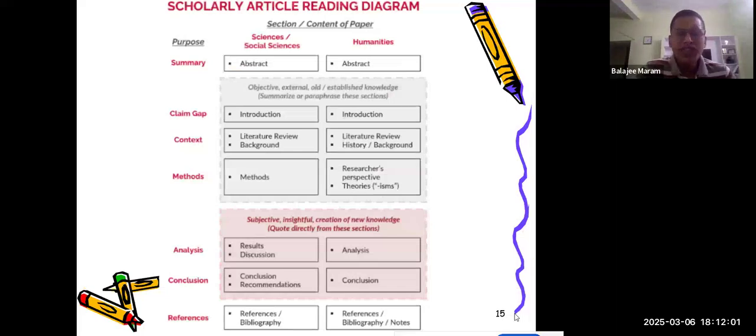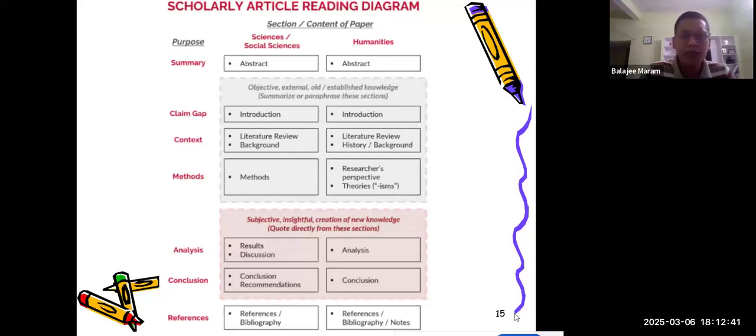Okay, this is the main difference between the sciences paper and the humanities paper. What about the first one, abstract? Both are the same. There is no difference in the abstract part. The second part is gap. Gap means you need to write some introduction. Introduction means you need to give some basic information. Then you need to write what the gap is, where the gap is. That is about the introduction. Next, context means what the existing technology is.